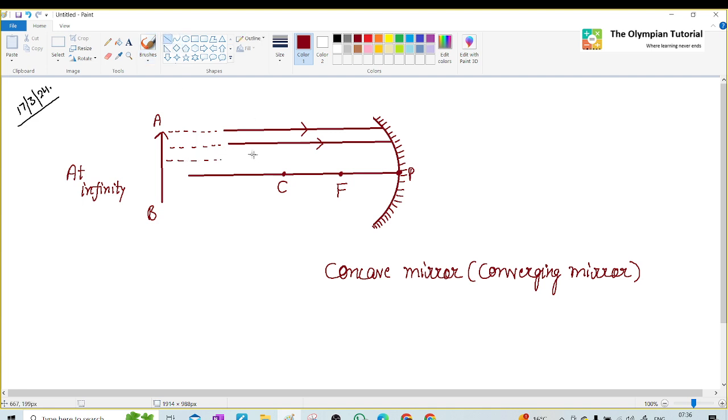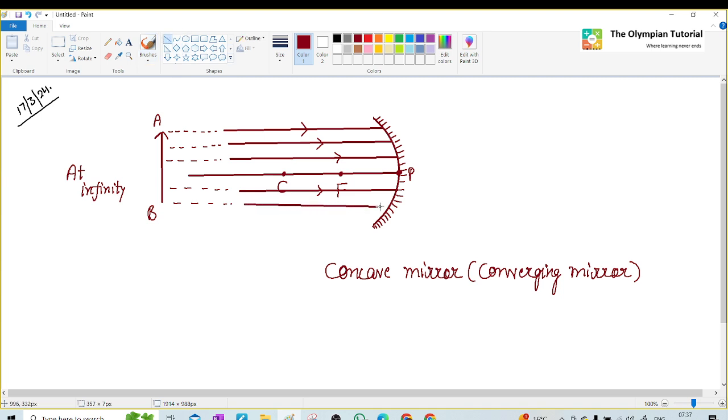Tanya, can you tell me what will happen with these rays? Ma'am, these rays will reflect and converge at a point and an image will be formed in front of the mirror. But where will it converge? At point F. At point F, principal focus. Very good.